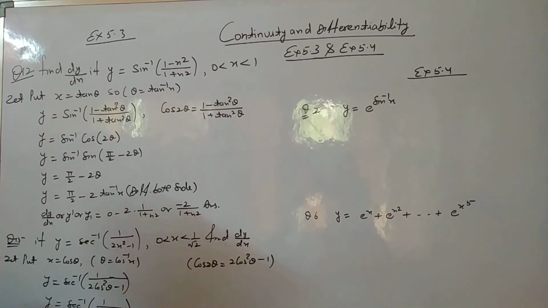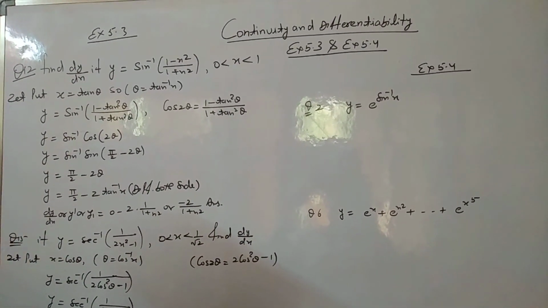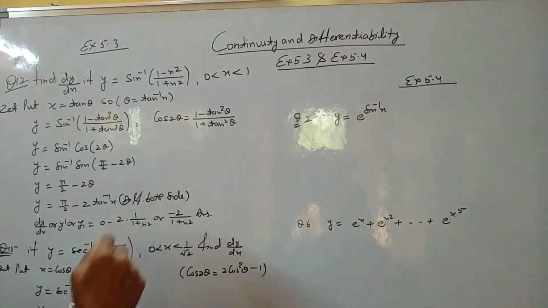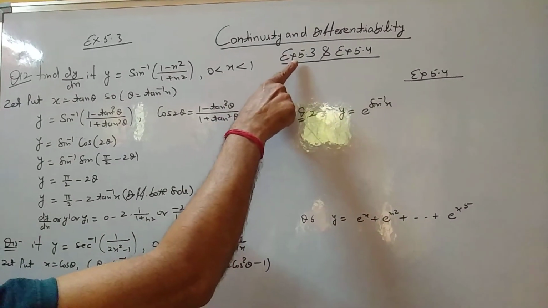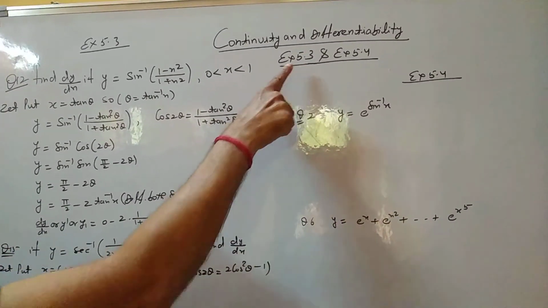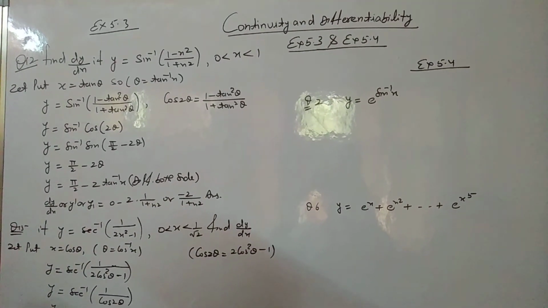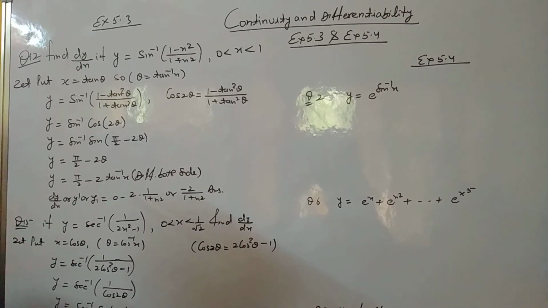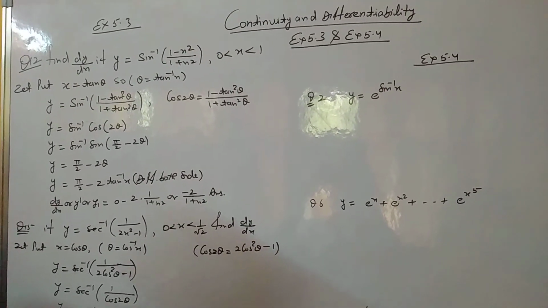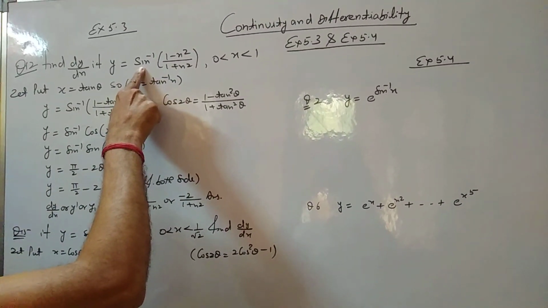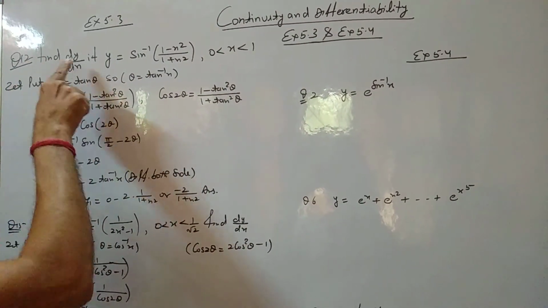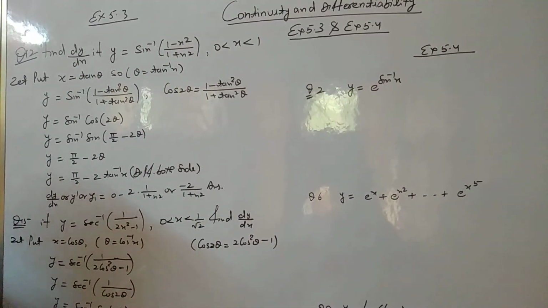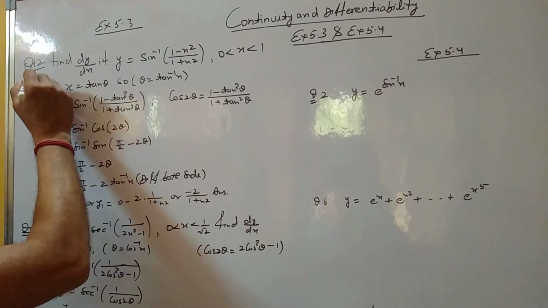Dear students, today we are discussing chapter 5, continuity and differentiability, and questions number 9 to 15 in exercise 5.3, based on the substitution method. First, through the trigonometrical formulas we substitute some values, and after this, suppose in question number 12, through substitution, first we remove sin inverse. See question number 12.